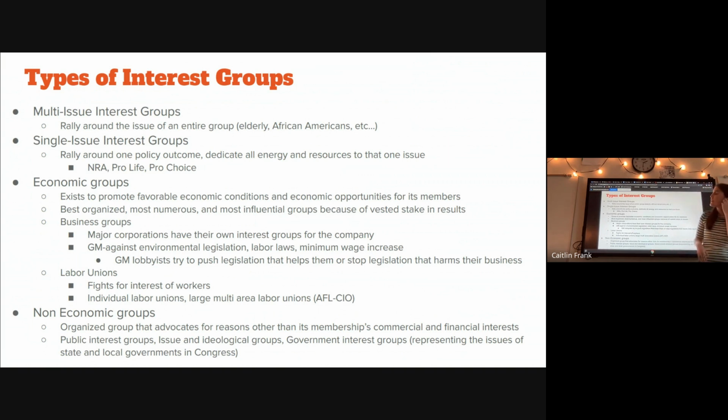Labor unions also fit under economic groups, but this is for the worker instead of the business, making sure the worker is fairly treated. And then non-economic groups are the ones tied to things outside of business and finance, which could be, like I said, the NRA, Mothers Against Drunk Driving, the AARP, where they're not tied to financial interest when it comes to their interest group.